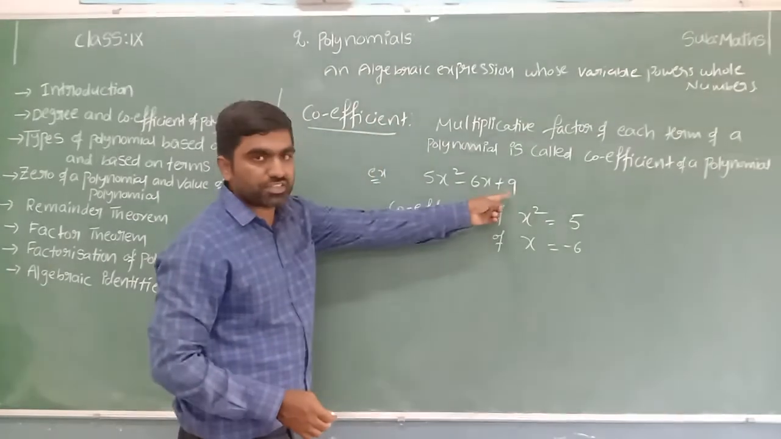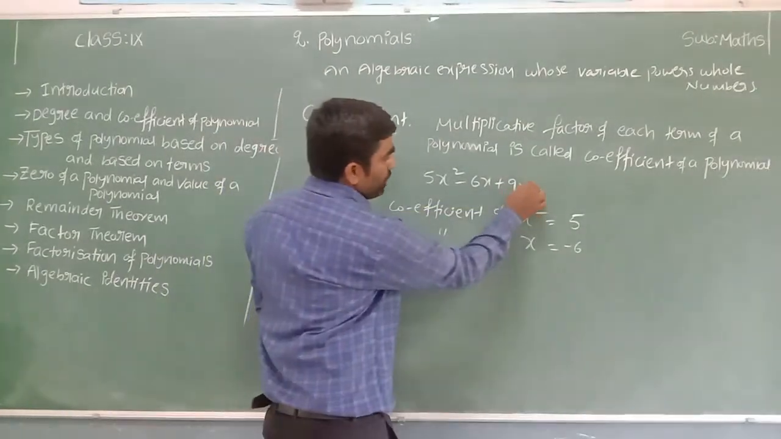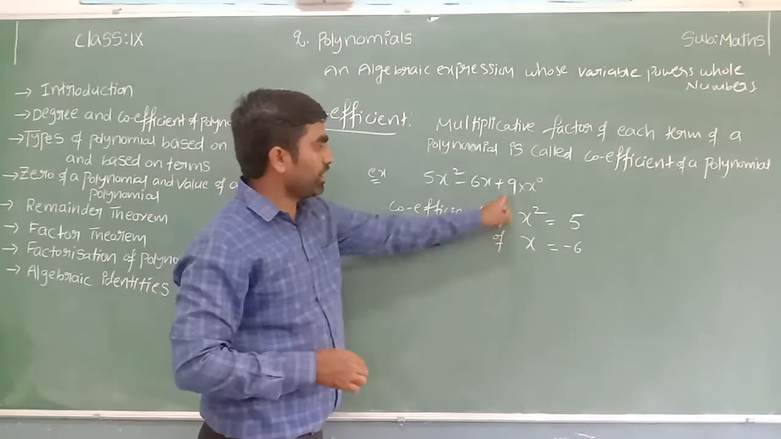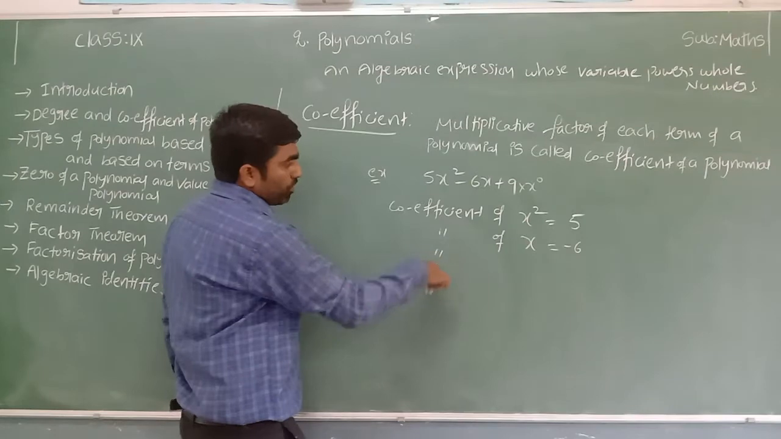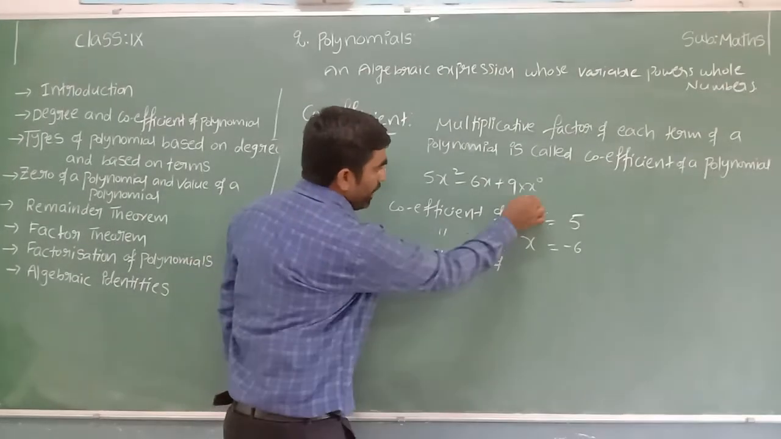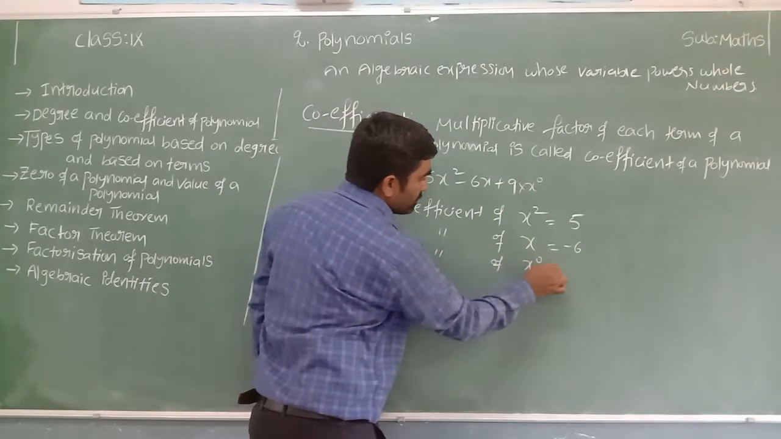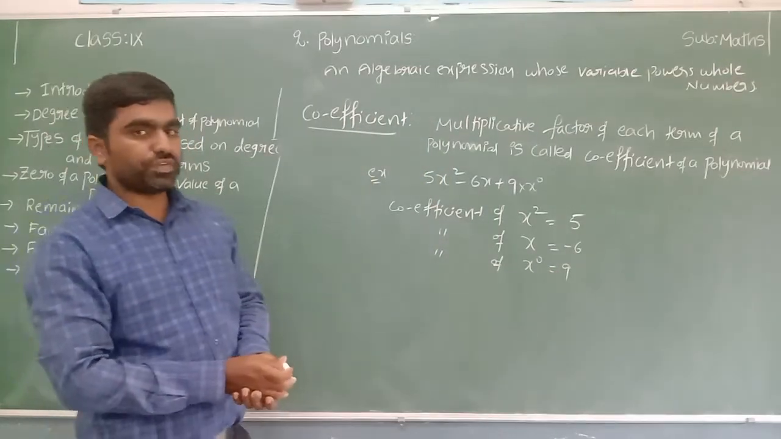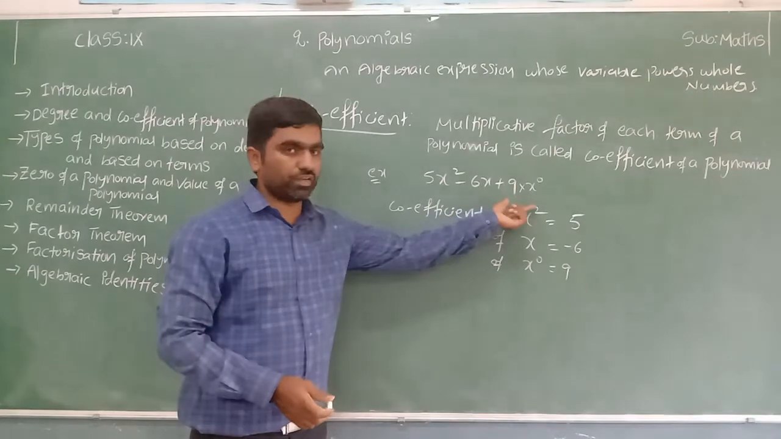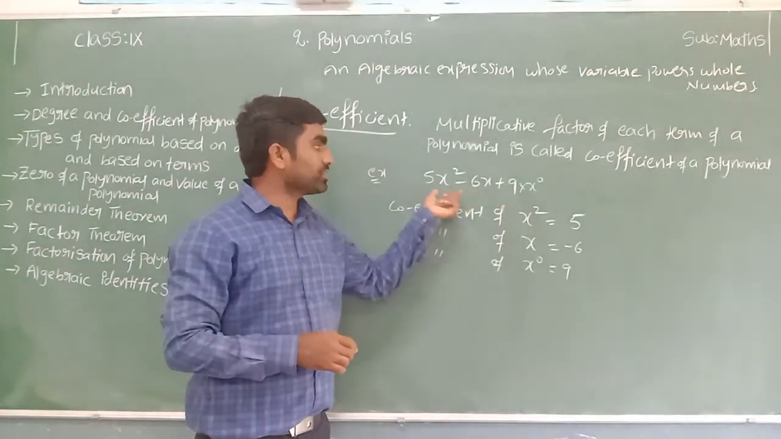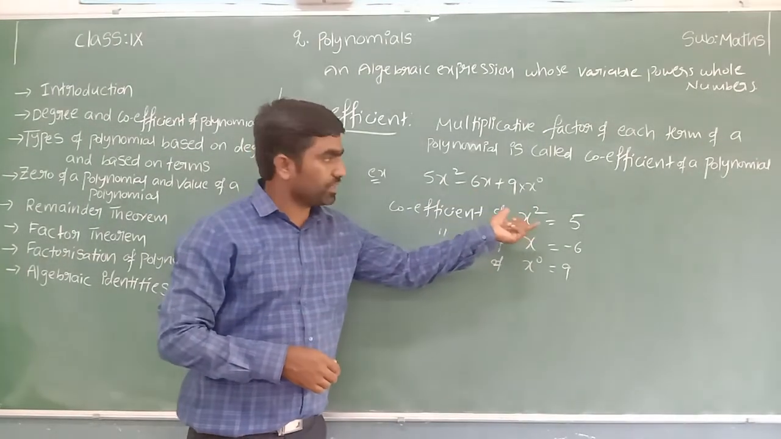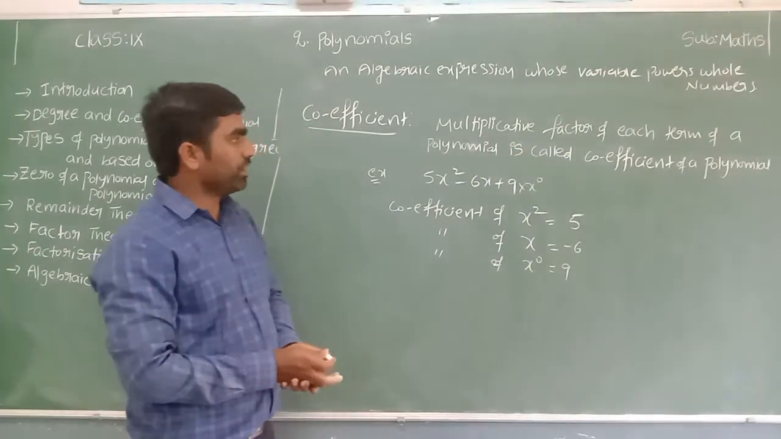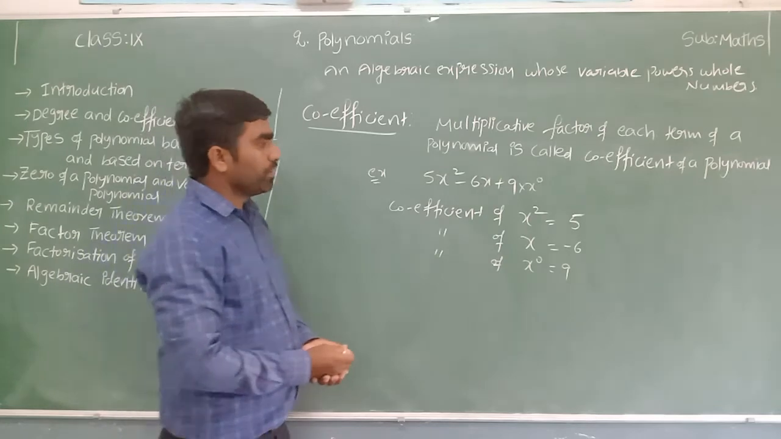Sir, what about this constant? For a constant, as I told you, we can write it as into x to the power of 0. X to the power of 0 is equal to how much? 1. 9 ones are 9. We can ask now the coefficient of x to the power of 0. It is equal to 9. So that is the way to find the coefficient of each and every term. In a polynomial, each term has a coefficient. Coefficient is nothing but the multiplicative factor of each term of a polynomial.